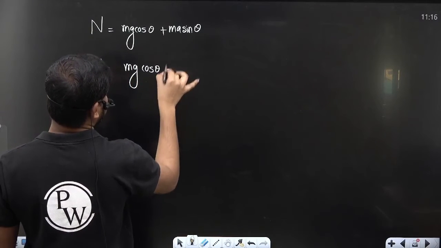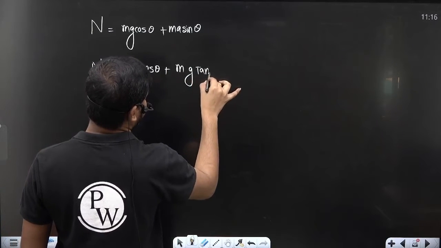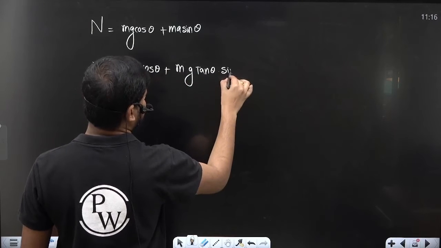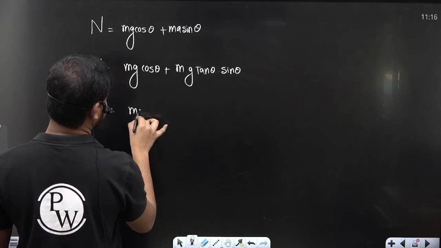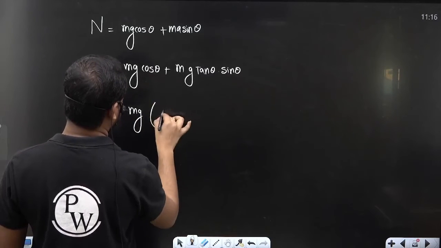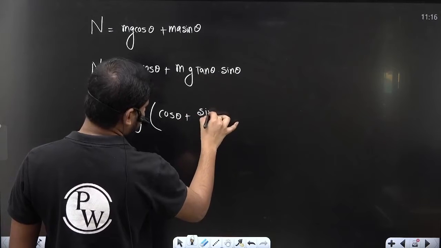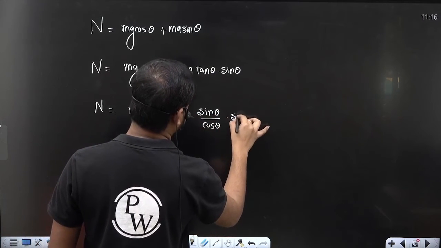Let's write, in place of a, g tan theta into sin theta. So from here, N is equal to, let's take mg common, so that cos theta will come out. In place of tan theta, I am writing sin theta by cos theta. Just basic maths. I am not doing anything more here.